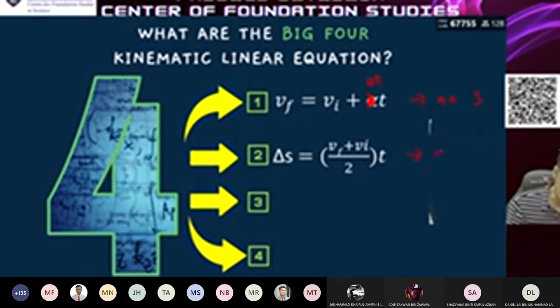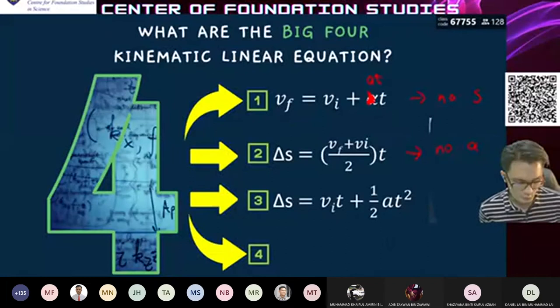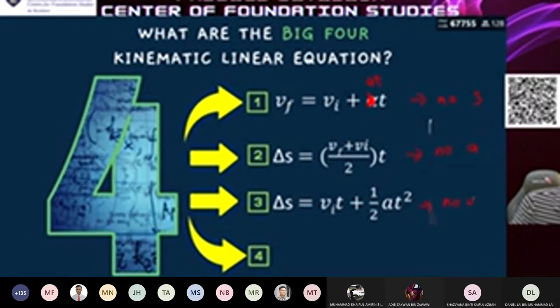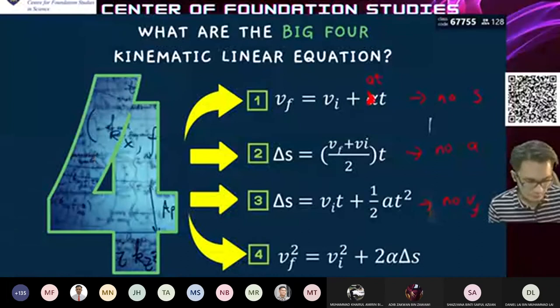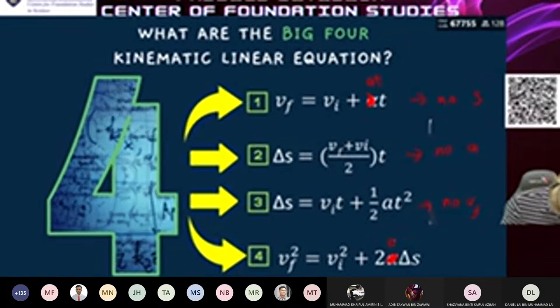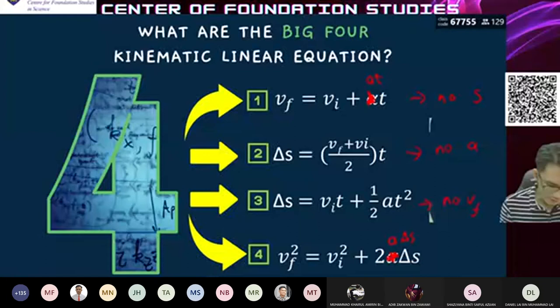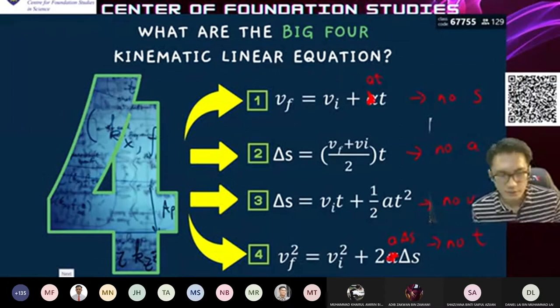Okay, and then for the third one, delta S is equal to V initial T plus half AT power of 2. And this one is no V final. Okay, and the last one, the fourth one, V final power of 2 is equal to V initial power of 2 plus 2AS. This is A, not angular, this is A, delta S. So this one there is no time involved. Okay, the same thing juga for our circular motion. Kita akan guna the same equation, but we have to change the parameter involved.